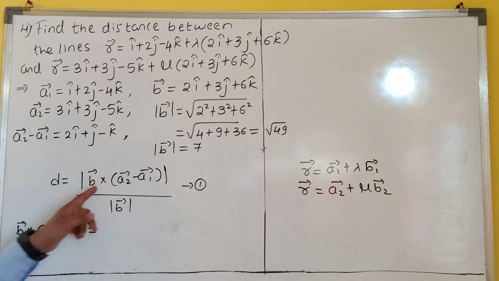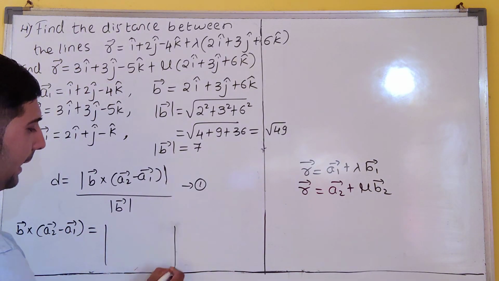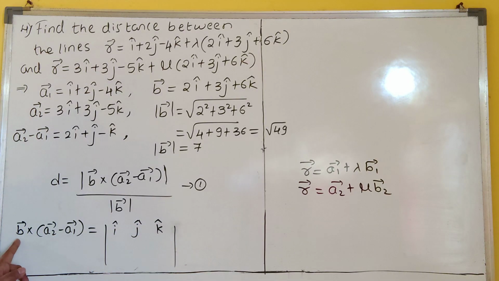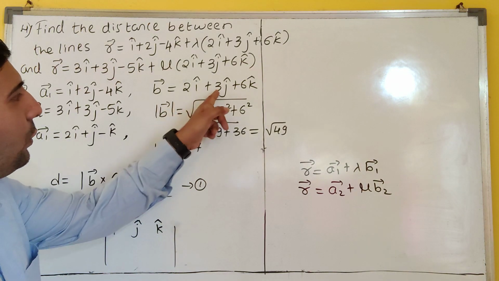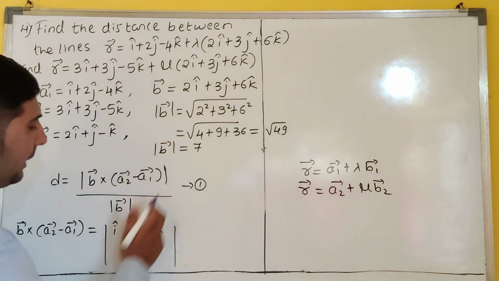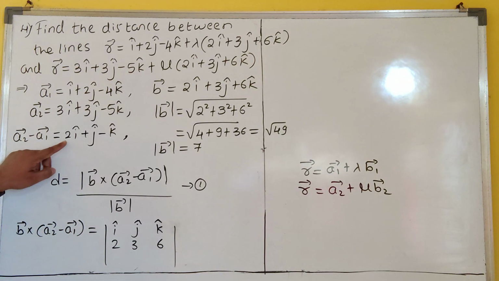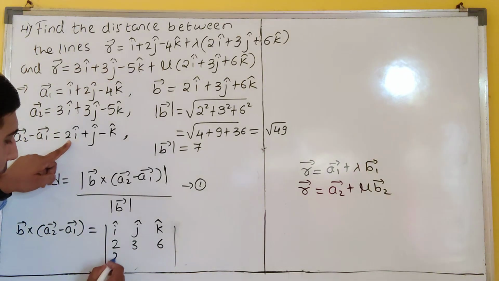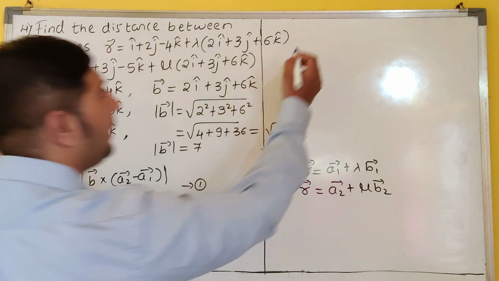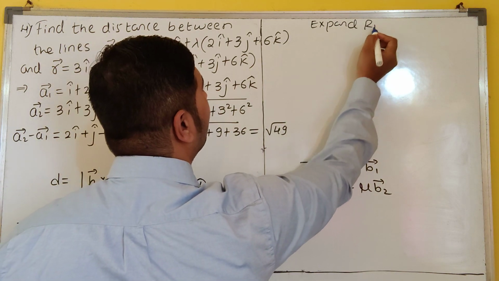Cross product means you know that this is not a dot. Cross product means we can write in a determinant, dear students: i cap, j cap, k cap. And vector b is given, 2, 3, 6. Because vector b is in front, that's why we have to write that first. And a2 minus a1 is 2, 1, minus 1. Clear? So you can expand this.